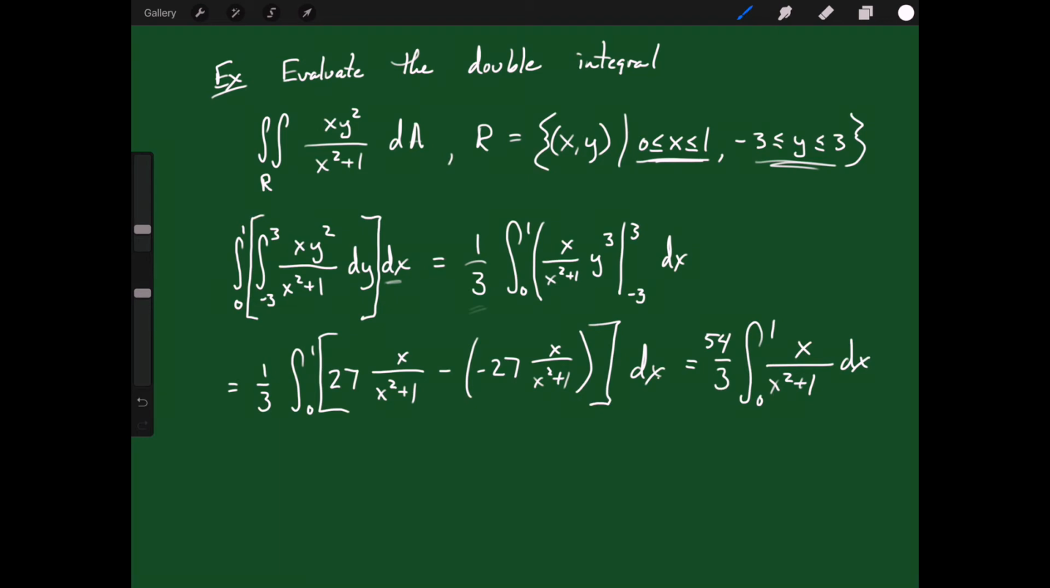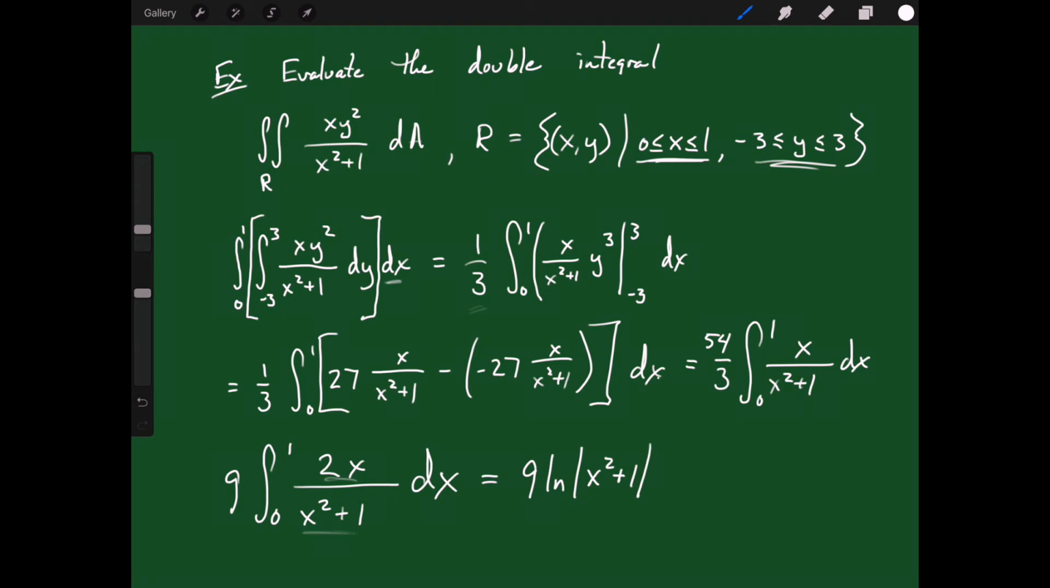54 thirds is also known as 18. So let me write it this way. 18 is 9 times the integral from 0 to 1 of 2x over x squared plus 1 dx, since 9 times 2 is 18, but I'm going to put the 2 up with the x. Now the derivative of the bottom is the top, and that's exactly the form of a natural log. So this is 9 times the natural log of the absolute value of x squared plus 1, evaluated from 0 to 1.